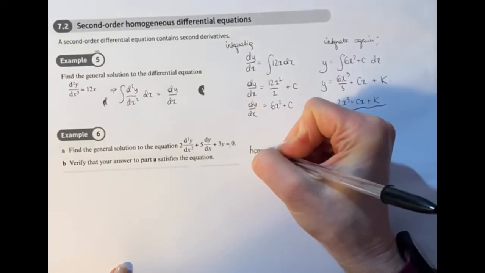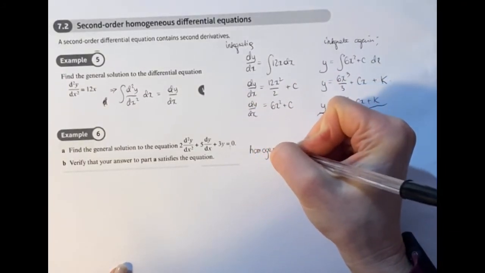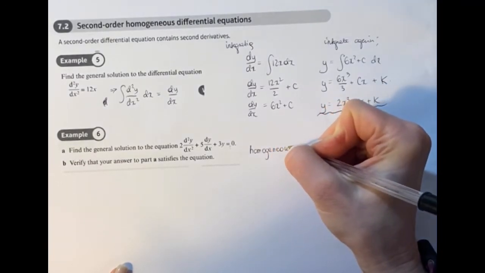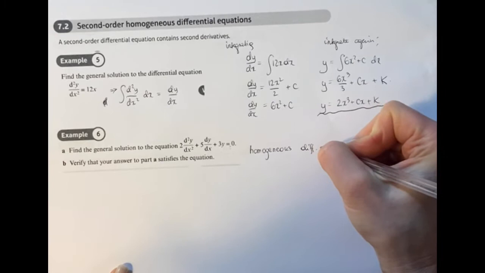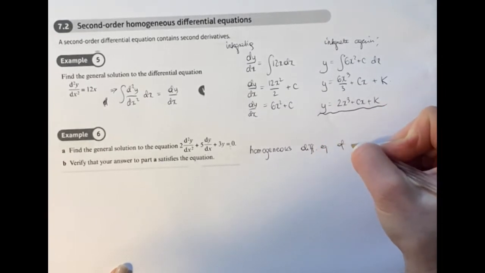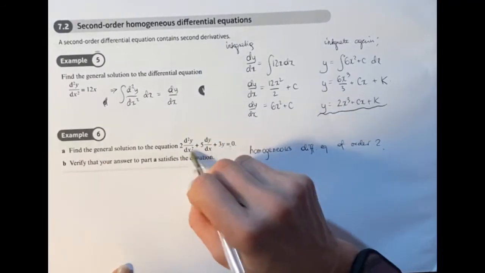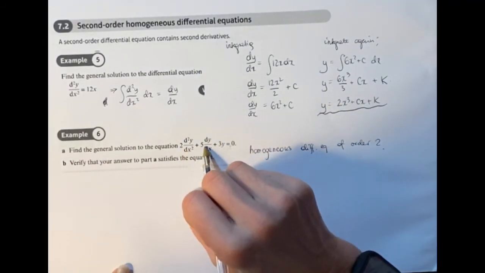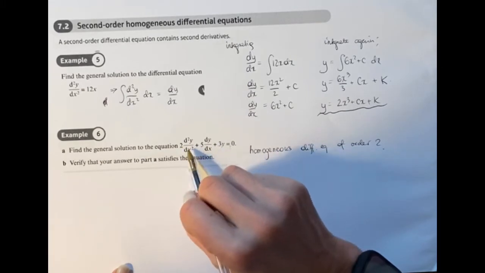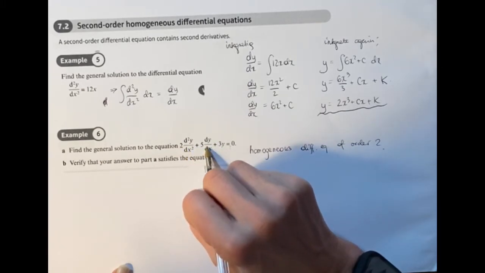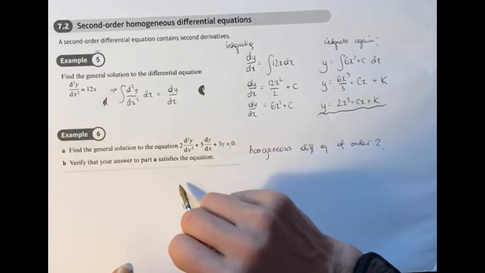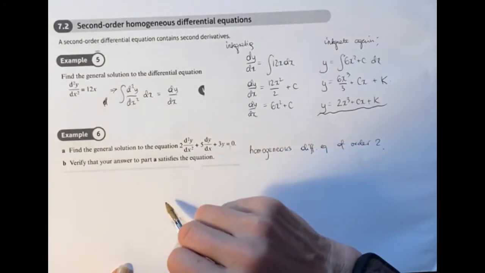Of order 2, so second order. I will go through the steps very carefully, and then we can generalize it in the next section. So first of all, you need to rearrange it so you always have the second derivative followed by the first derivative followed by y at the end, and you've got to have equals 0 on the other side.